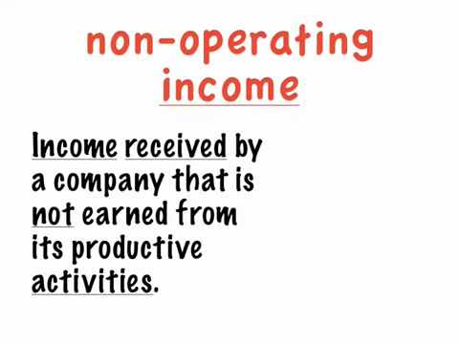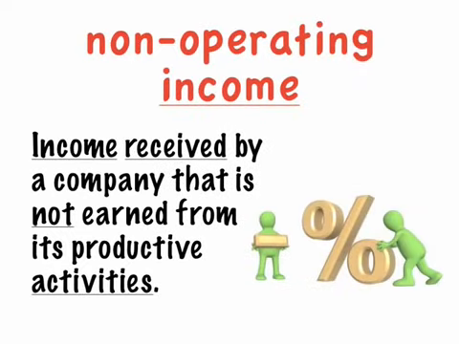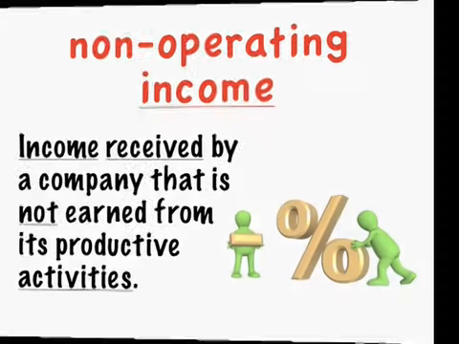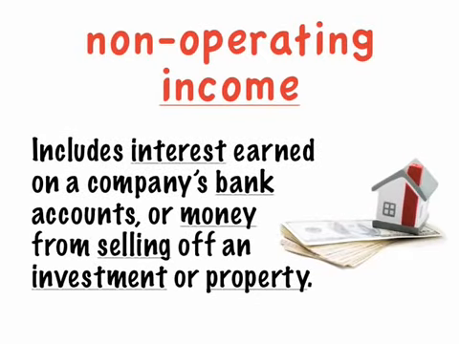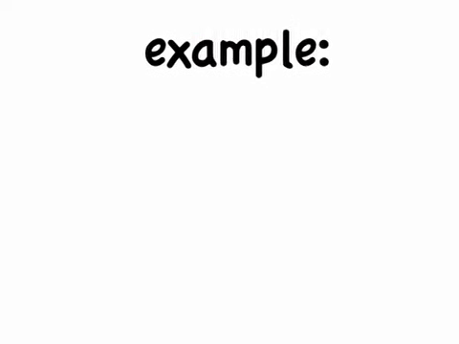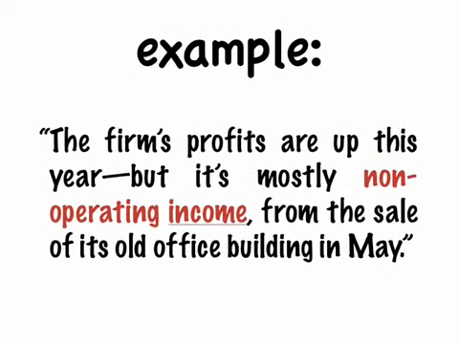Non-operating income. Non-operating income is income received by a company that is not earned from its productive activities. This may include items like the interest earned on a company's bank accounts, or money earned from selling off an investment or a piece of property. The firm's profits are up this year, but it's mostly non-operating income from the sale of its old office building in May.